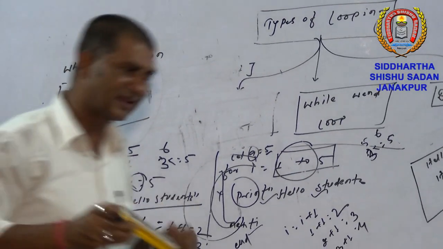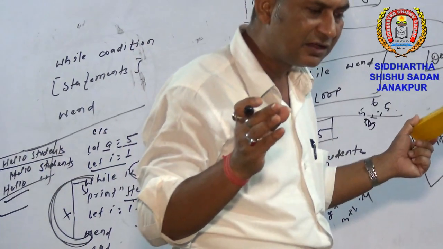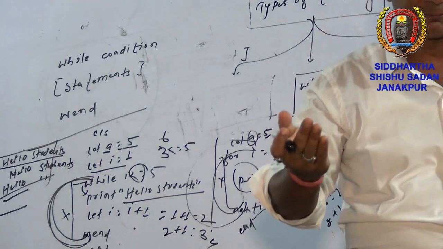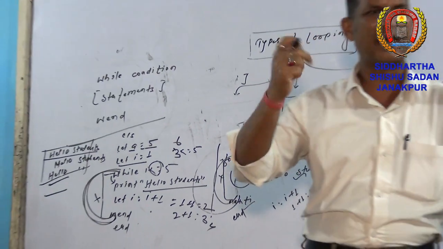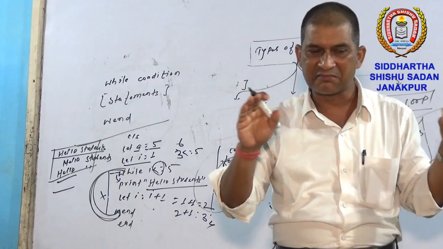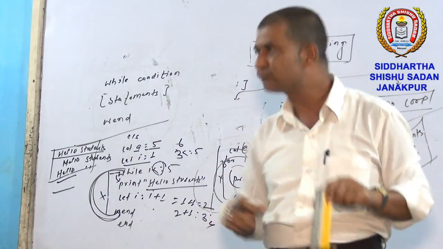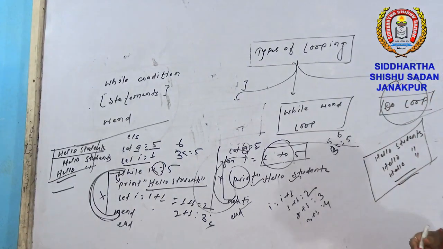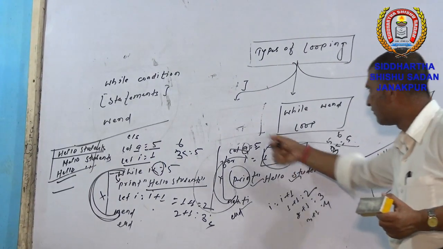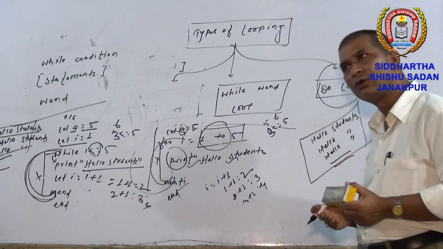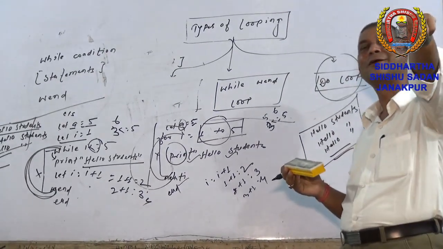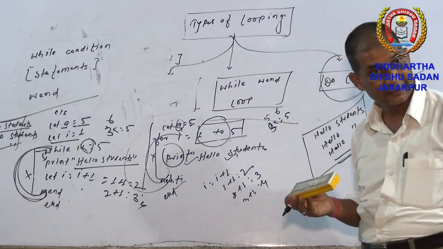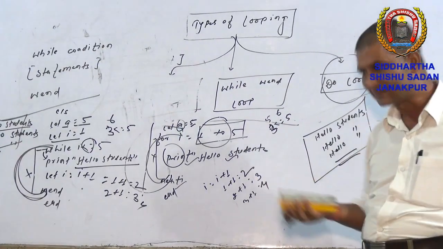So you have to understand the difference of the looping statements. I told you the way of execution is the same, working principles are the same, the way of writing is different. In the same way, the third loop is the do loop: for loop, while loop, and do loop. The do loop is also a control flow statement that executes the same set of statements again and again. But how is it working? Let us see now.